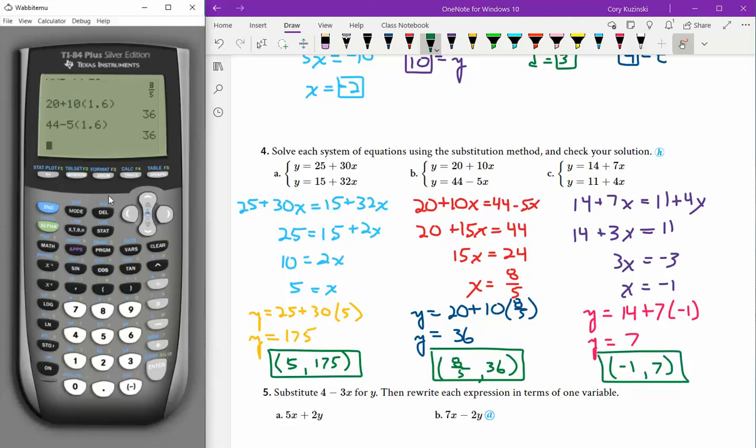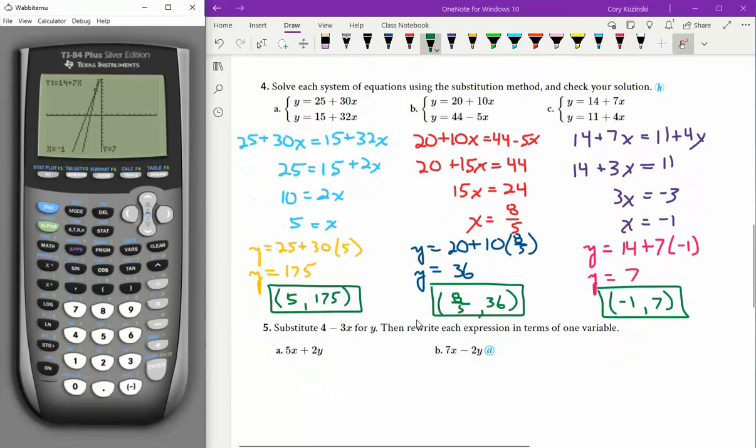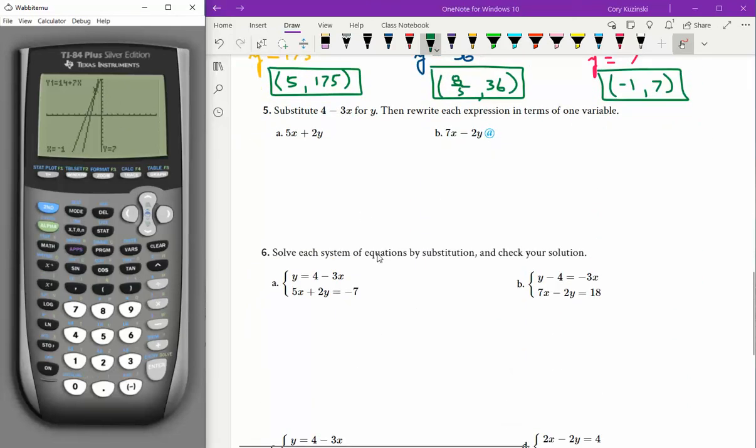Let's check it. I guess we'll check all three of our answers here. 14 plus 7x and 11 plus 4x. Let's graph it. And you can see at the point trace -1, 7 is where they both cross. A couple more to go here.